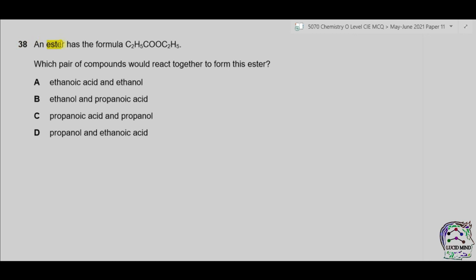Question 38. An ester has the formula C2H5COOC2H5. Which pair of compounds would react together to form this ester? Let's first draw the structure of this ester. We have 2 carbon atoms. Then we have C double bond O, then oxygen. Then again we have 2 carbon atoms and 5 hydrogen atoms.